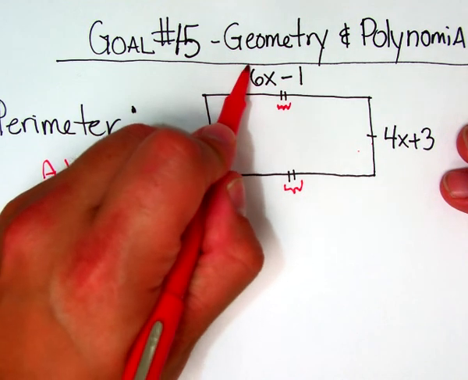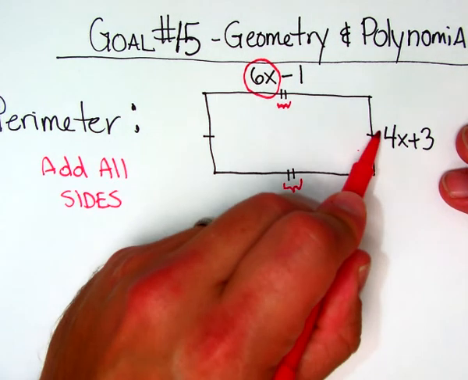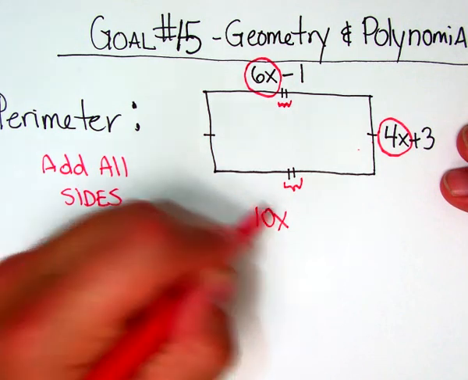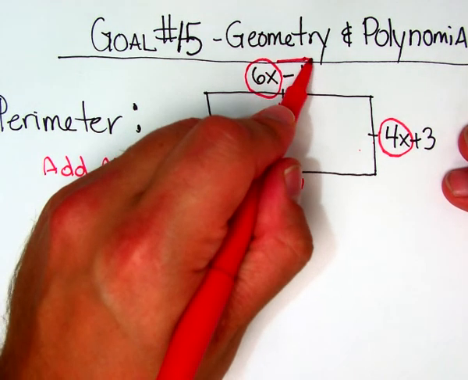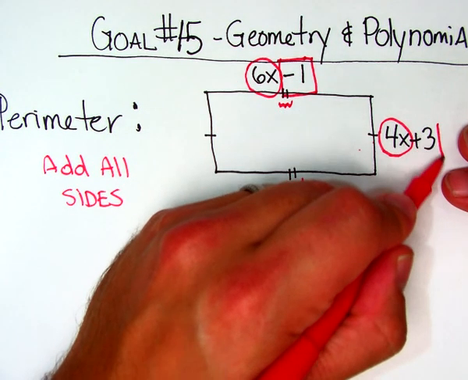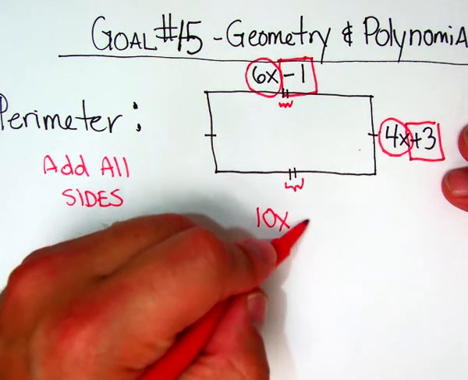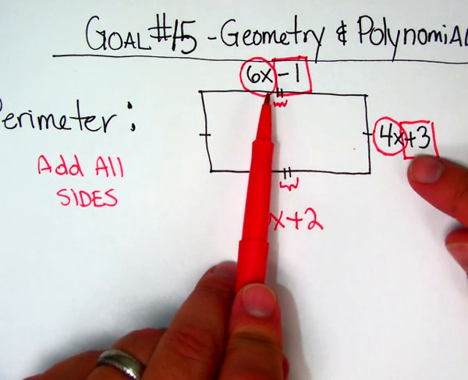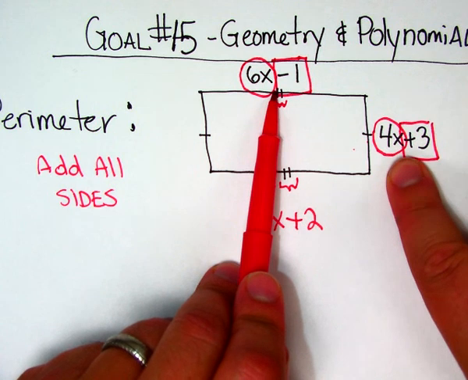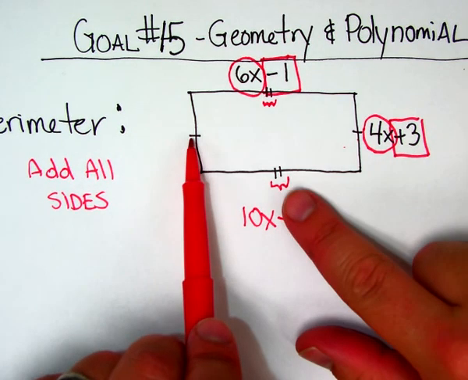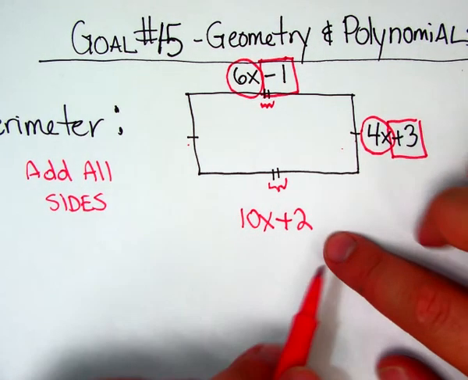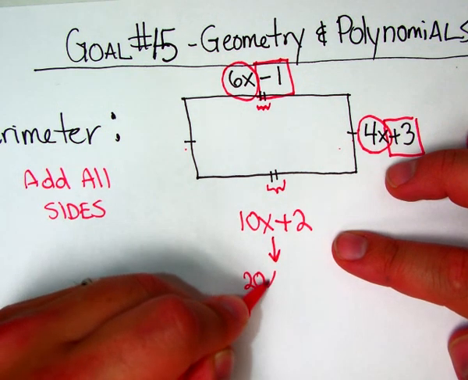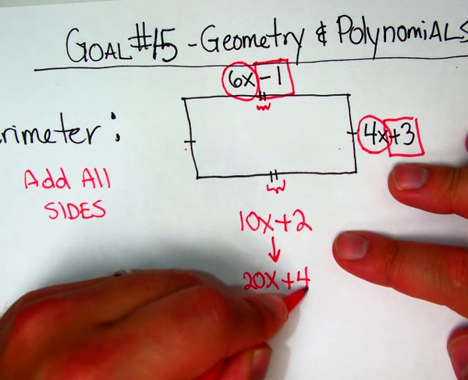So if I have 6x and I'm going to add 4 x's to it, that means that I have 10x. And if I have a -1 and a +3, and I put those together, I'm going to have a +2. Now notice, when I've done the perimeter on this, I've only added these two sides of it. But we have these two sides which are identical to it. So really, all I need to do is double this. If I double it, the perimeter of this is 20x plus 4.